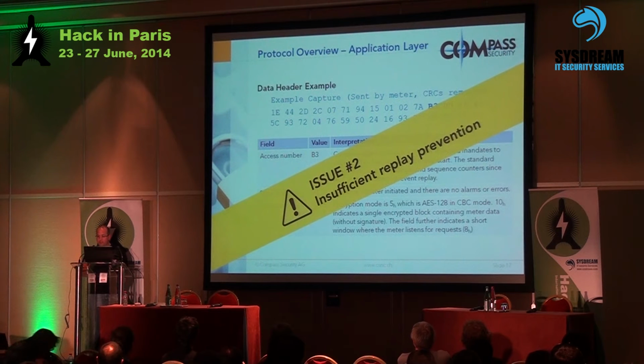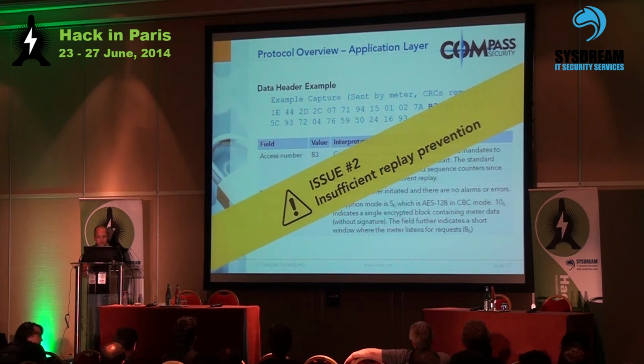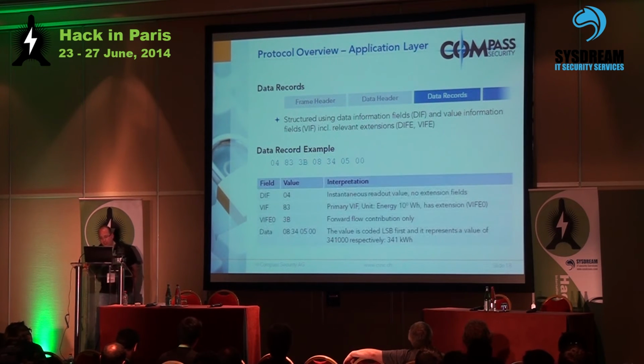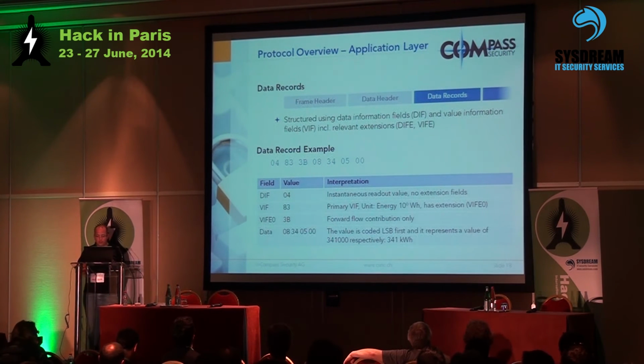If we look at the data they are carrying, it's very structured. There is information on what data they are carrying and what the value form is. This example shows it's telling the collector, hey, I am a data package which is a current measurement, and by the way, the value I'm sending you is in watt hours, and then the actual value, which is 341 kilowatt hours.